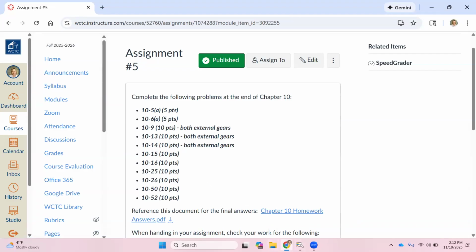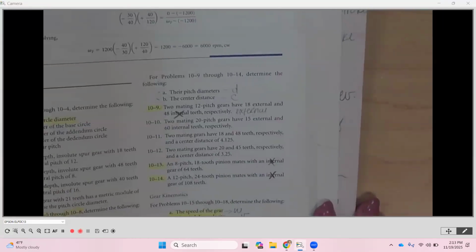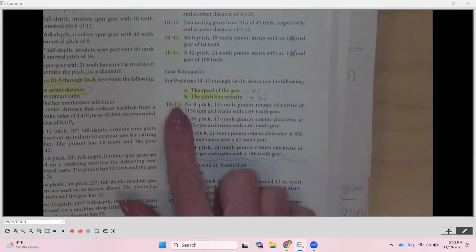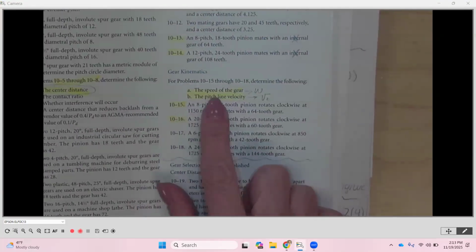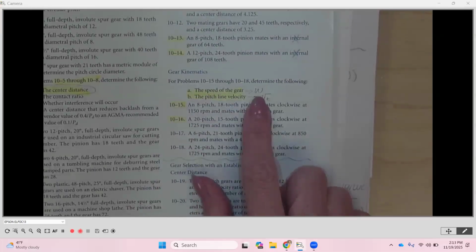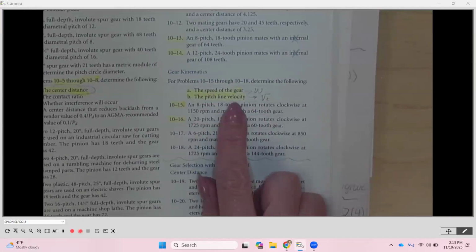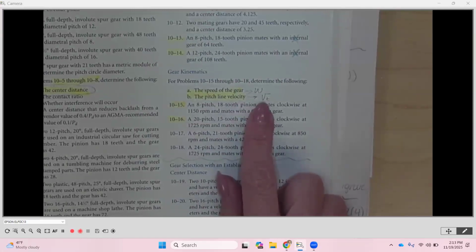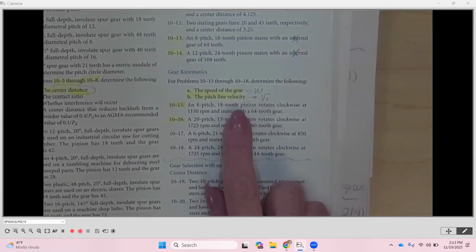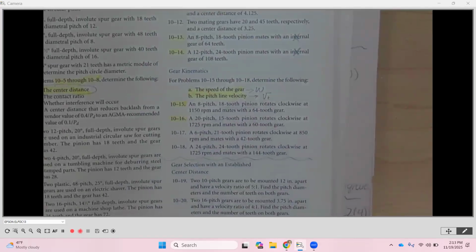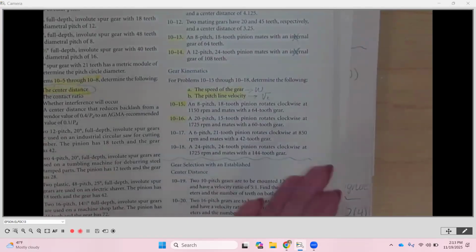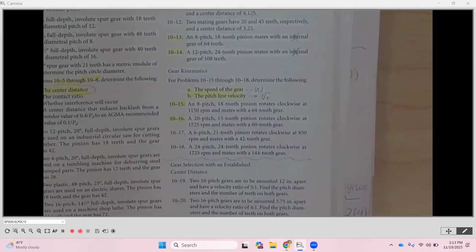Okay, then you have 15 and 16. For 15 and 16, you're going to calculate the speed of the gear, which is the angular velocity, or W, and then also the pitch line velocity, which is that lowercase v, for each one of the descriptions that you see here for 15 and 16. Those really go along with the first part of chapter 10.